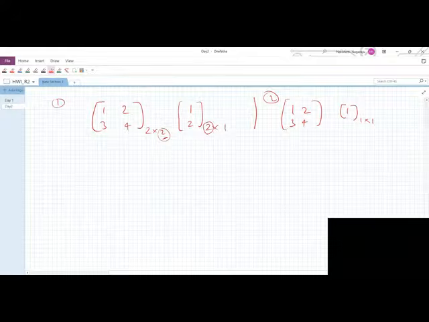Yeah, for the first one it is possible, and to become possible, we need to have the number of columns in the first matrix same as the number of rows in the second matrix. Then only it is possible to multiply. In the second case, we have 2 cross 2, but here 1 cross 1. As this 2 and 1 are not the same, in the second case, it is not possible to multiply.